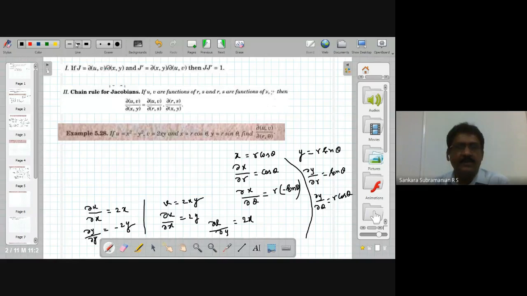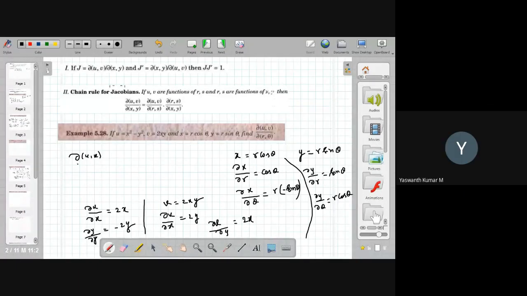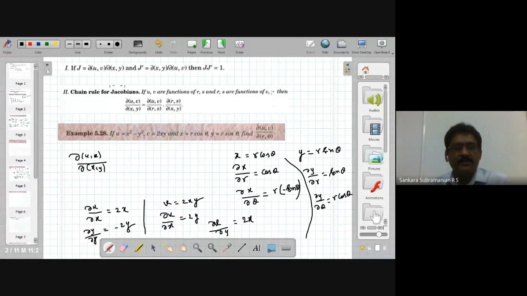Okay. Now let us find ∂(u,v)/∂(x,y), the Jacobian of the variables u, v with respect to x, y. By the formula, it is a 2 by 2 determinant. In the first row we take the first variable, ∂u, with respect to x and then with respect to y. Then in the second row, take the second variable, ∂v, again with respect to x and with respect to y.